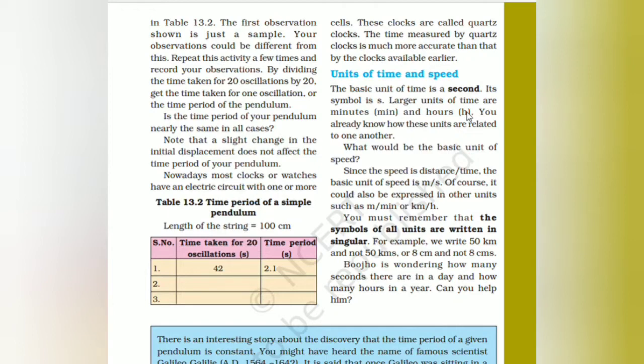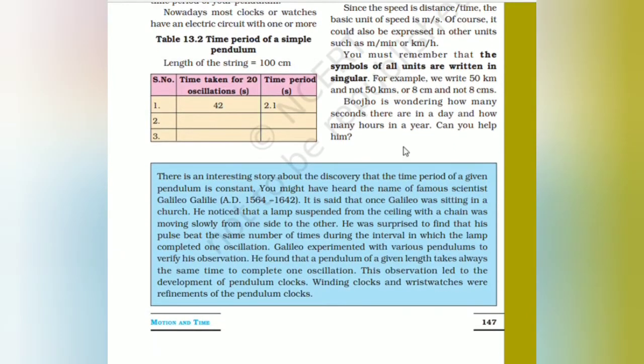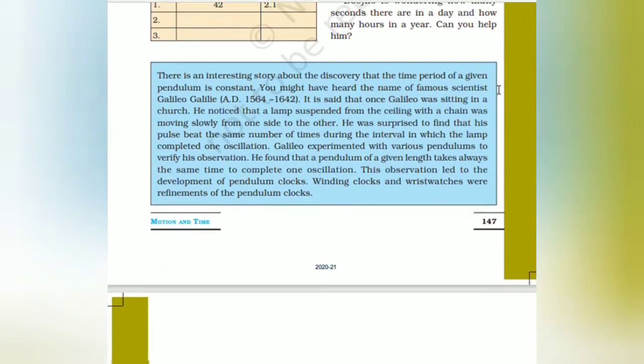You already know how these units are related to one another. What would be the basic unit of speed? Since speed is distance by time, the basic unit of speed is meter per second. Of course, it could be expressed in other units such as meter per minute or kilometer per hour. Symbols of all units are written in singular. It is 50 kilometer. Instead of kilometers, we write kilometer.